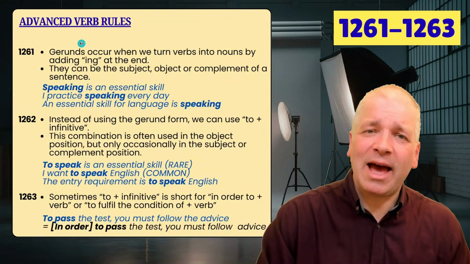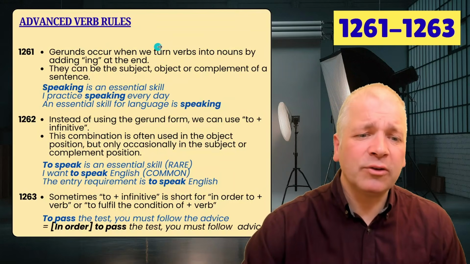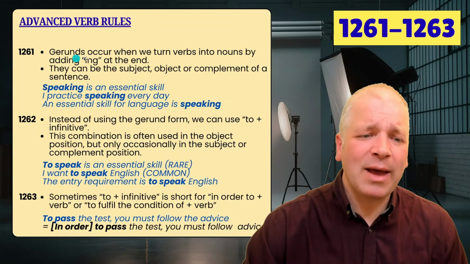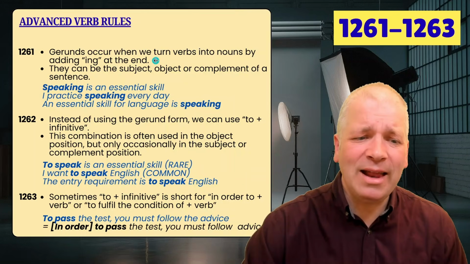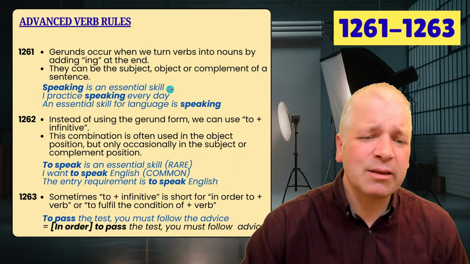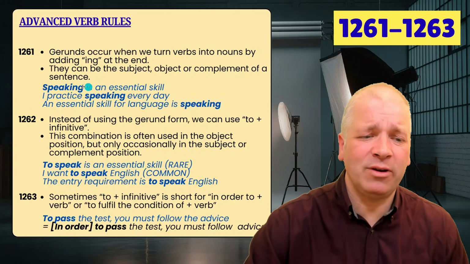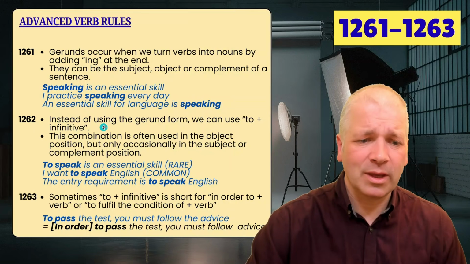Now for gerunds and infinitives, and there's a lot of rules to get through here. Gerunds occur when we turn verbs into nouns by adding ing at the end. They can be subject, object, or complement of a sentence. Speaking is an essential skill, but speaking can go in different parts. So speaking is the gerund, speak with ing.